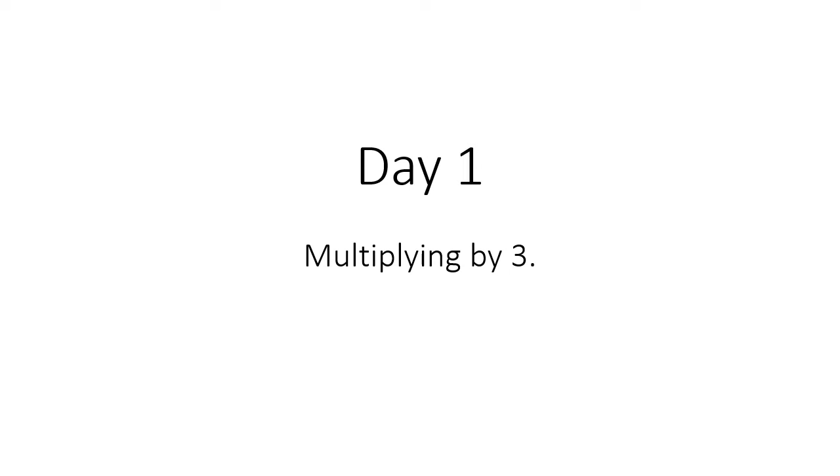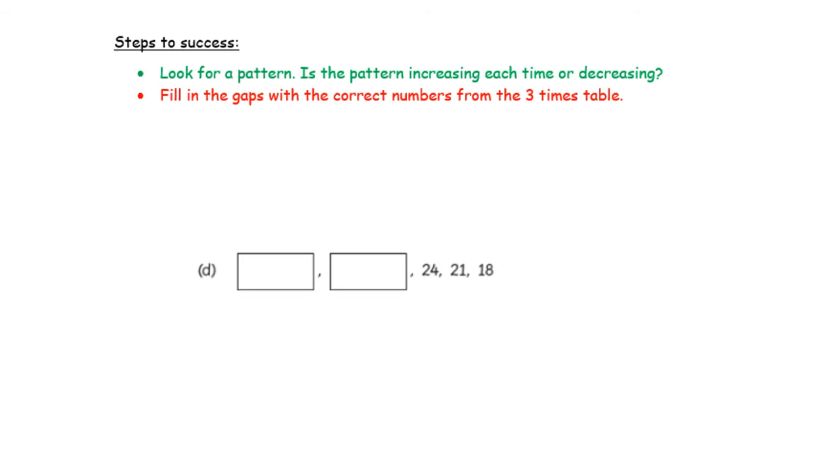So for day 1, you're going to be multiplying by 3. So the first thing you're doing today is you're looking at some number patterns from your 3 times tables, and you're going to be filling in the missing gaps. Now I've taken the last question from this page to look at with you, and I'm going to show you a little tip on how to work out the missing gaps if they're at the beginning of the number sentence.